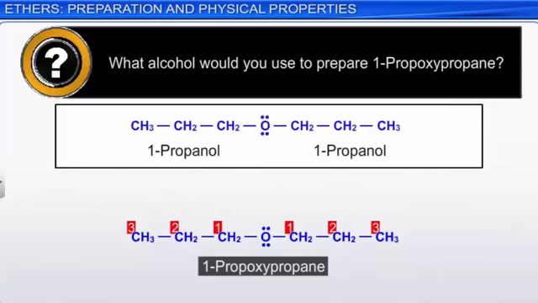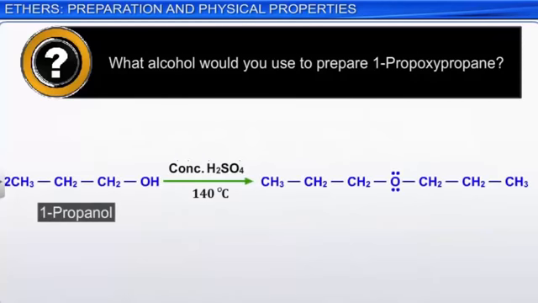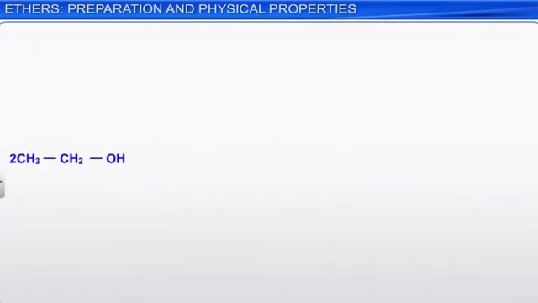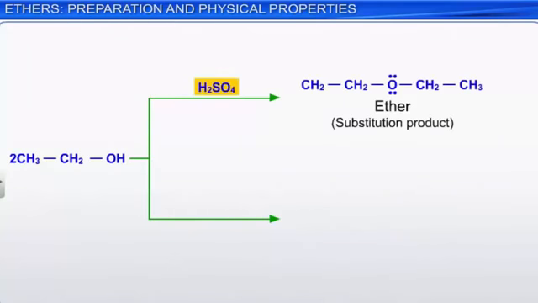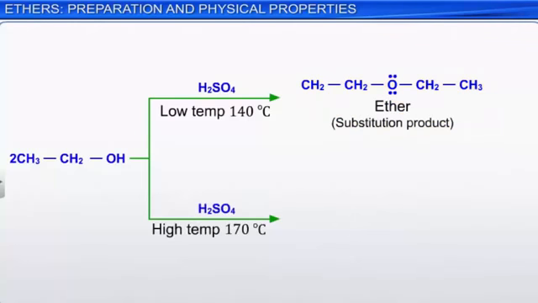Here is the overall equation for the synthesis of 1-propoxypropane or dipropyl ether. The reaction conditions drastically affect the outcome of the reaction. Adding sulfuric acid to primary alcohols at lower temperatures favors substitution reactions to form ethers. At high temperatures, however, elimination reactions are favored, which result in the formation of alkenes.